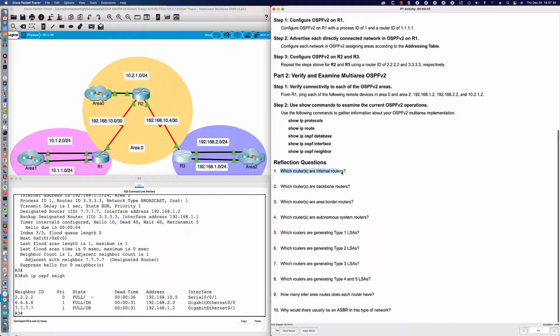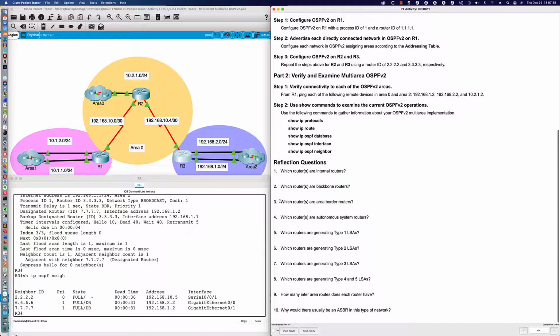So which are the internal routers? We can say 5 and 9 and 6 and 7, and we can also piggyback 2 and 4 on there, keeping in mind that 2 and 4 are backbone routers. Those are routers with all of their interfaces in the backbone area.